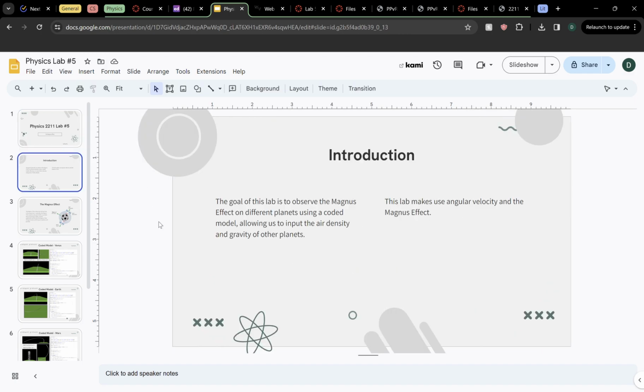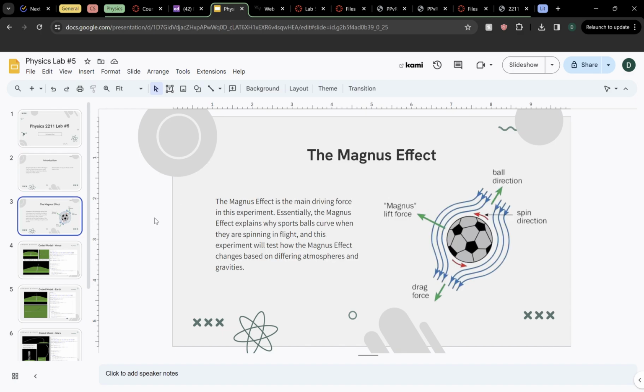Introduction. The goal of this lab is to observe the Magnus effect on different planets using a coded model, allowing us to input the air density and gravity of other planets. This lab makes specific use of angular velocity and the Magnus effect. So firstly, what is the Magnus effect?